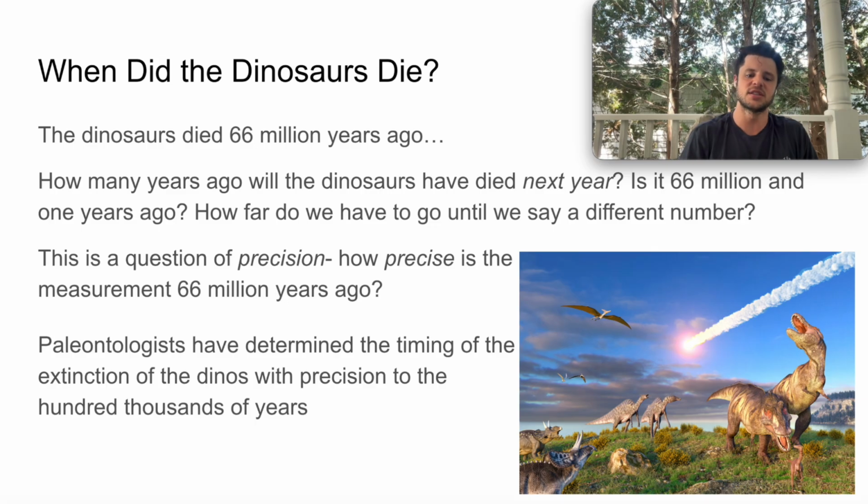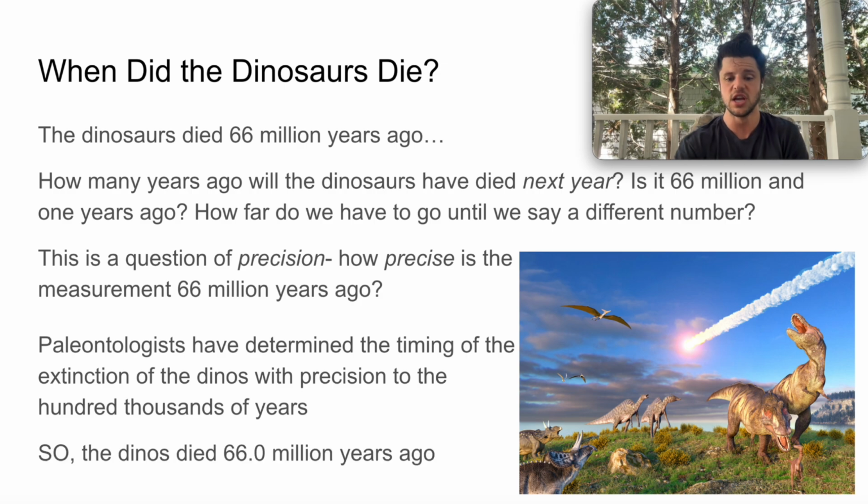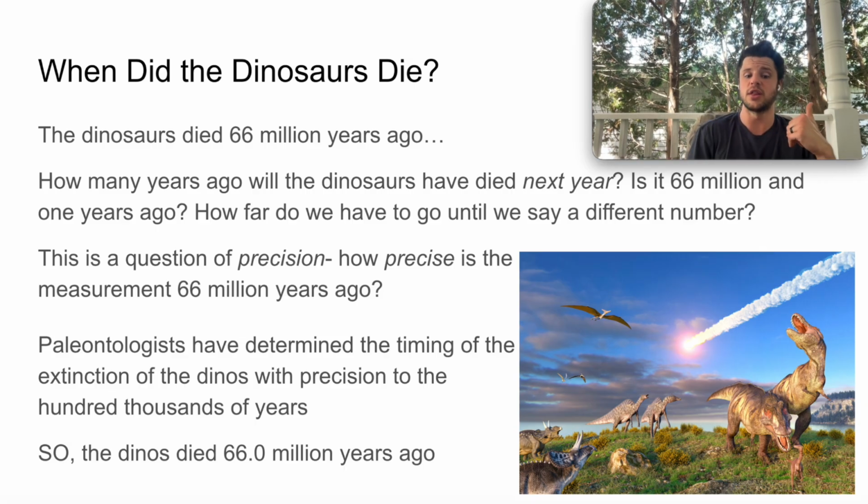And the paleontologists have determined that the timing of the extinction of the dinosaurs was 66 million years ago, with a level of precision that is accurate to the hundred thousands of years. And that means that the way that we communicate this number, if we were attending to significant figures and trying to communicate our level of precision of the measurement, is we would say that the dinosaurs died 66.0 million years ago, which means if we went forward into the future 100,000 years, then our number we know would change to 66.1 million years ago at that point, right?